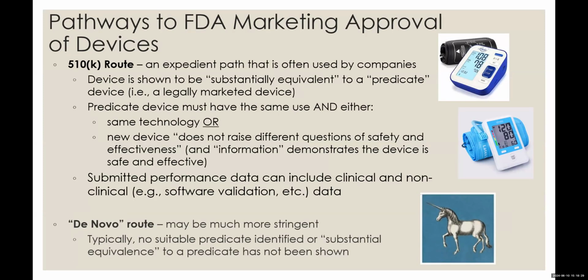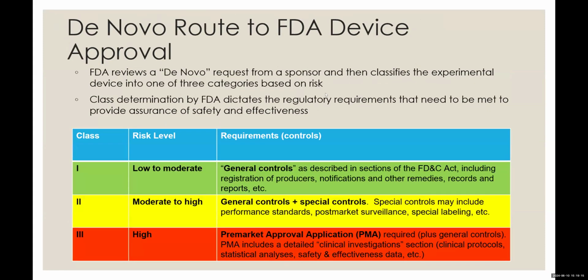And then there is the de novo route down here at the bottom, which is indicated by the unicorn. This may be much more stringent, and it may be the case that more by way of clinical decision support in the future that is developed through industry is subject to the de novo route. Precedent has been set. I'll review with you in a moment an example of that. But here, typically, there's no suitable predicate that's been identified. So in other words, you can't point to another blood pressure cuff that uses very similar technology. And it's not possible to show substantial equivalence to this predicate. So that entails a variety of other requirements.